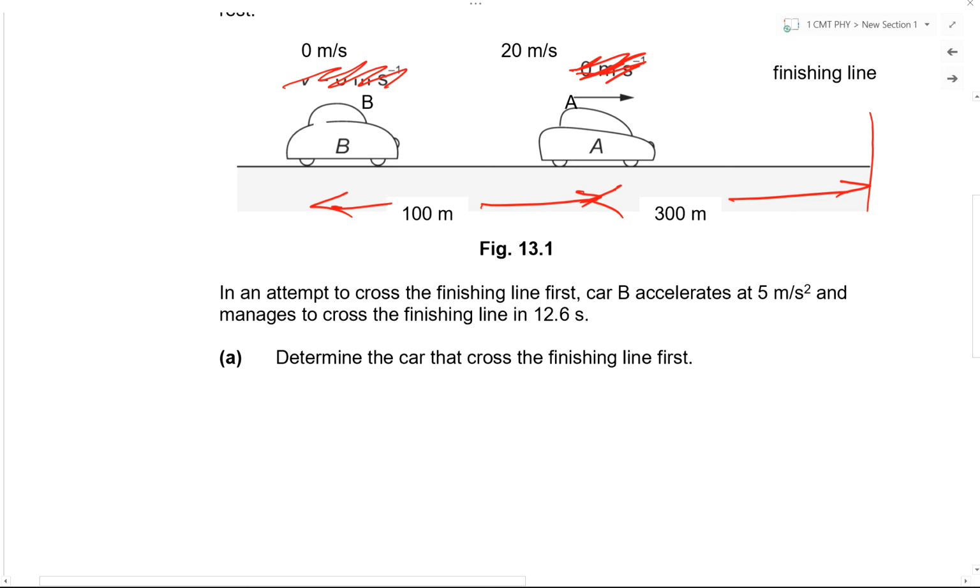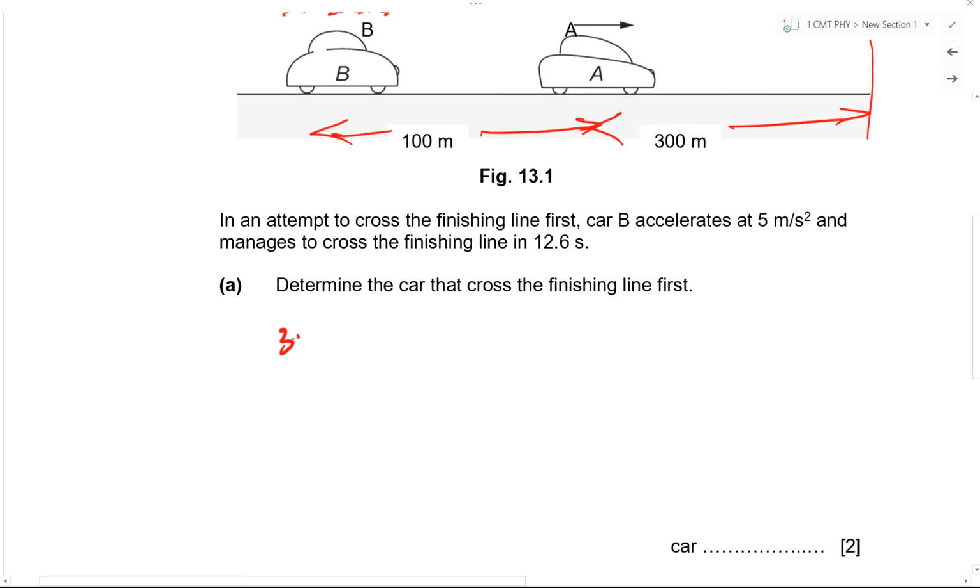Yes. Then the question is, how long did car A take? 15 seconds. Car A within 300 meters, traveling at 20 meters per second. We need to determine the time taken for car A. So your working cannot be just numbers. You cannot just write 300 over 20 equals to 15. Then your answer is car B. Cannot. This one will give you 0 marks.